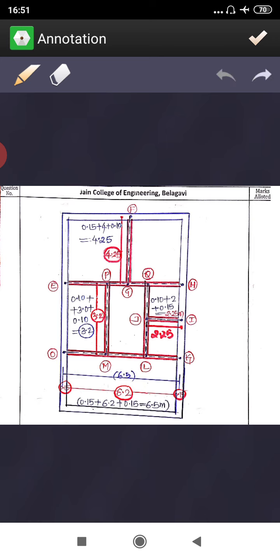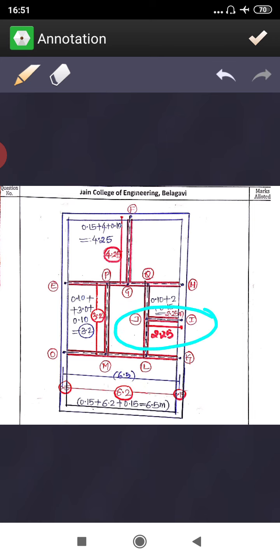See, this PM is equal to QL, and I have shown the calculation here. So that is 3.2, 0.1 is this side, and 0.1 we are going to add this side. So 3 meter is the in to in distance, so center to center is 3.2. Like that, I have determined here.